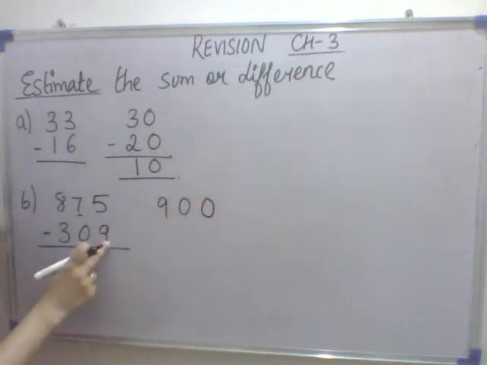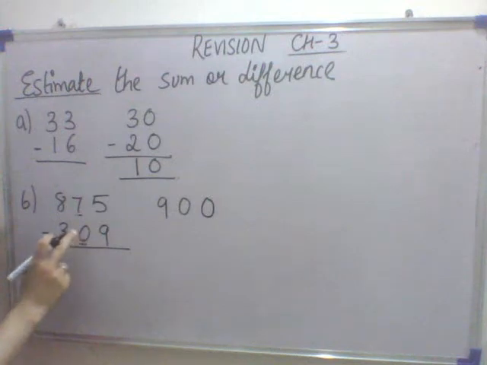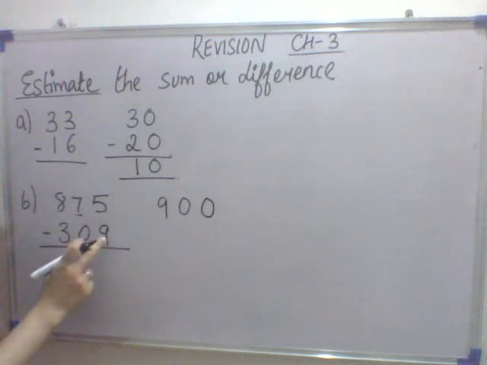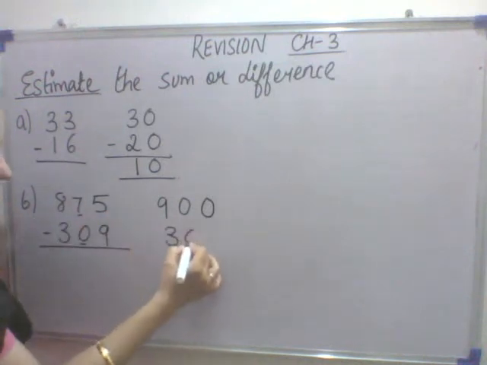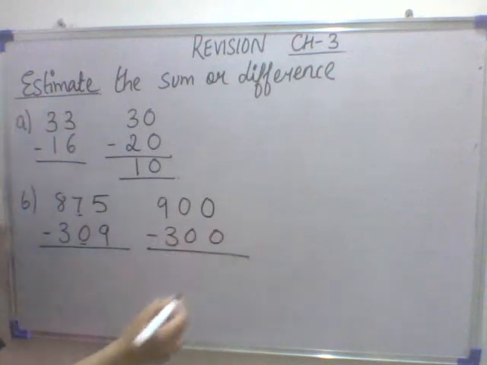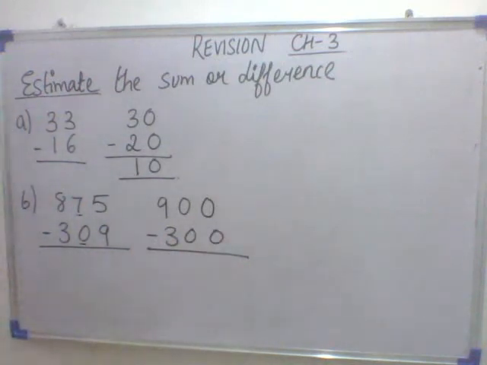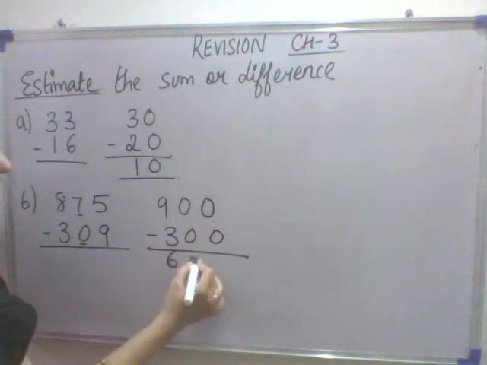Come to the next number. What is here? 0. So if the number is less than 5, the digit at the ones and tens place will become 0. So it will be 300. Now you have to subtract it. You are getting 600.